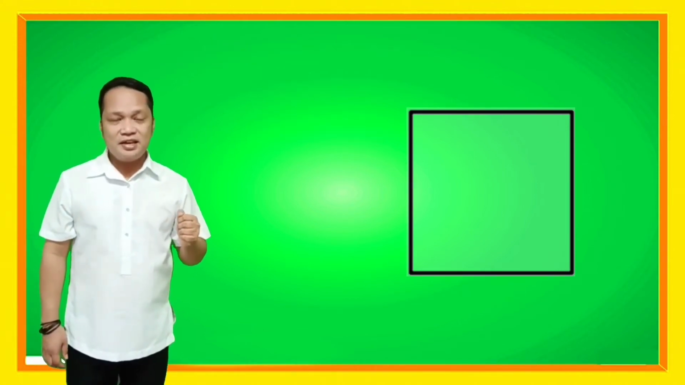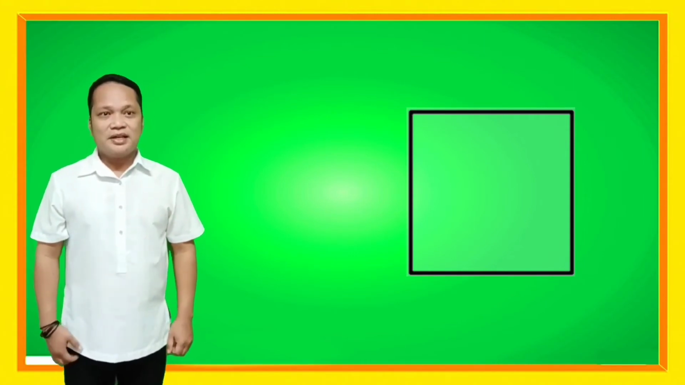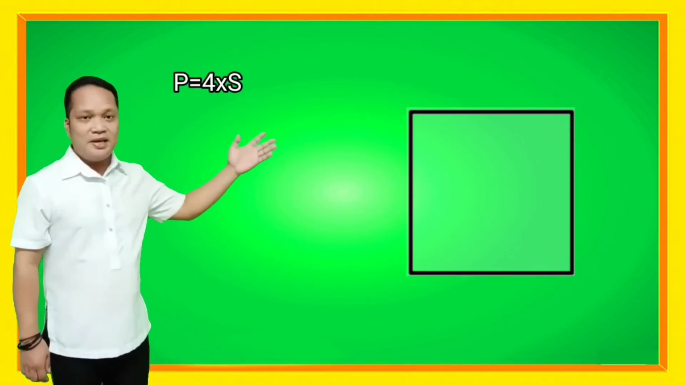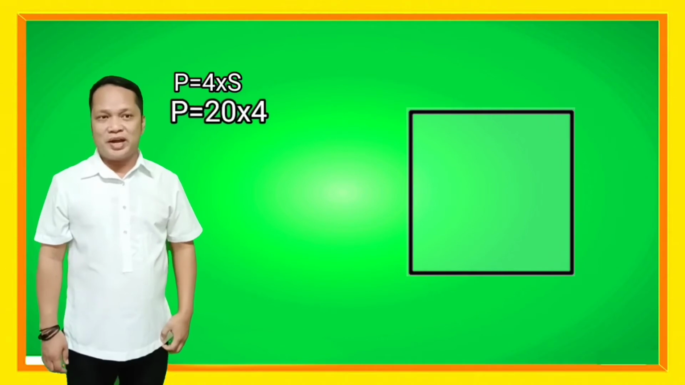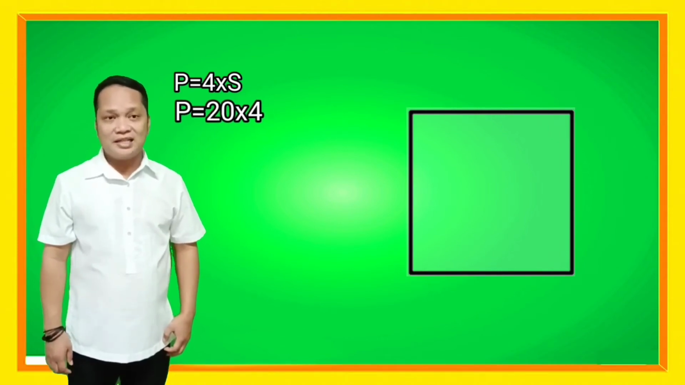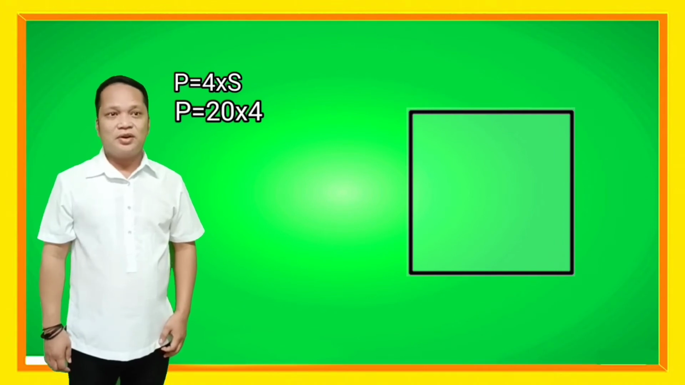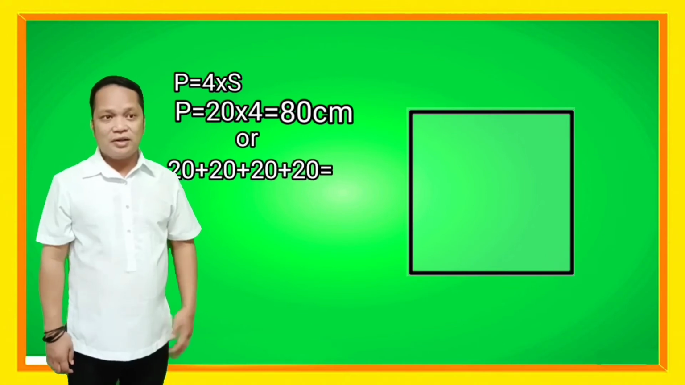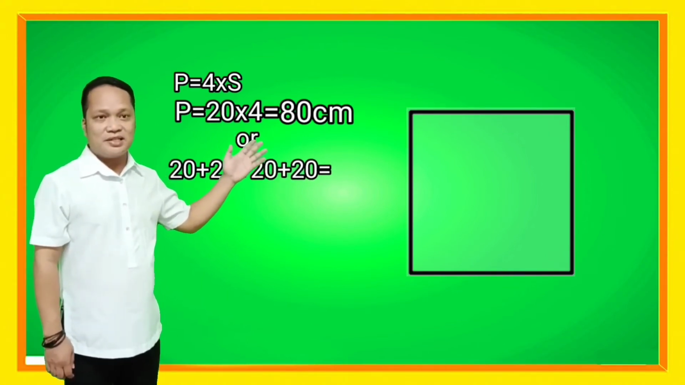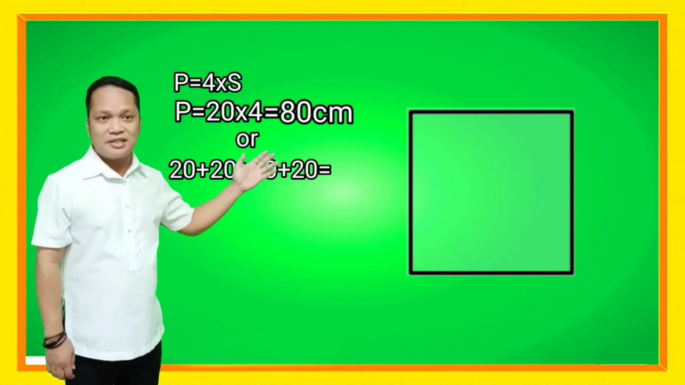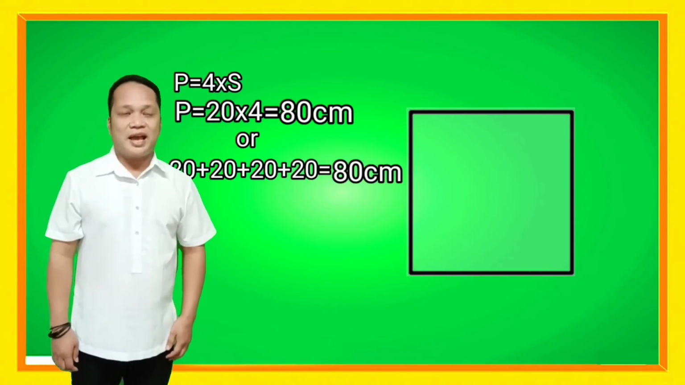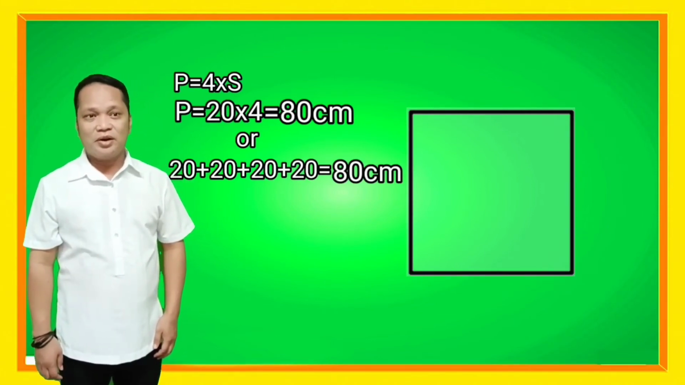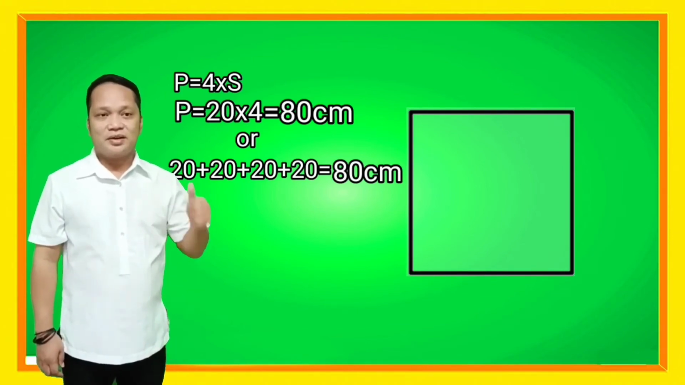Alright, let's see if you have done it correctly. Since our formula is P is equal to 4 times S, we just multiply 20 by 4 or add 20 4 times. 4 times 20 will give us 80 or 20 plus 20 plus 20 plus 20 equals 80. Therefore, the perimeter of the square is 80 centimeters. Who got it right? Great job!